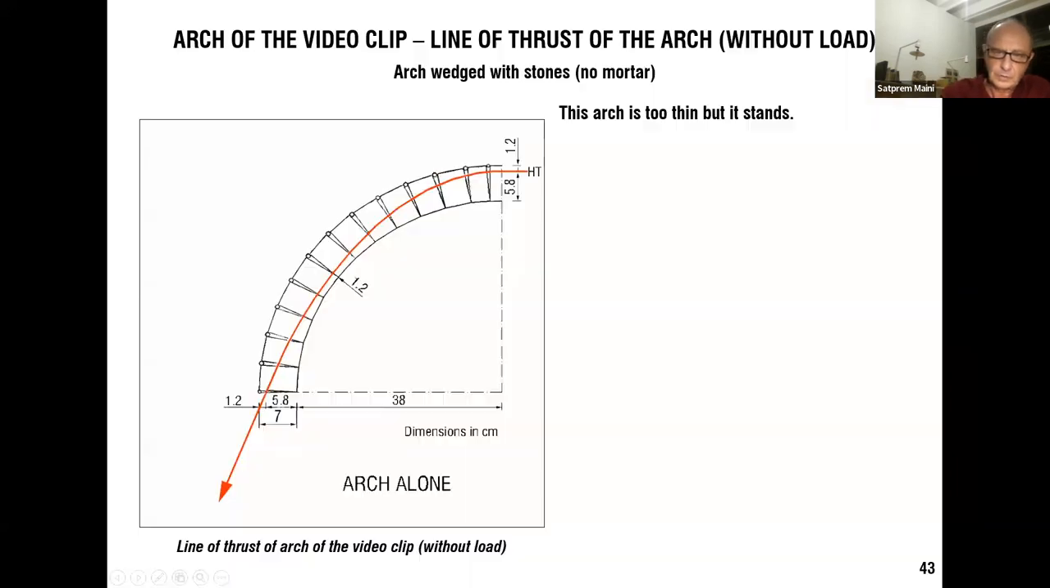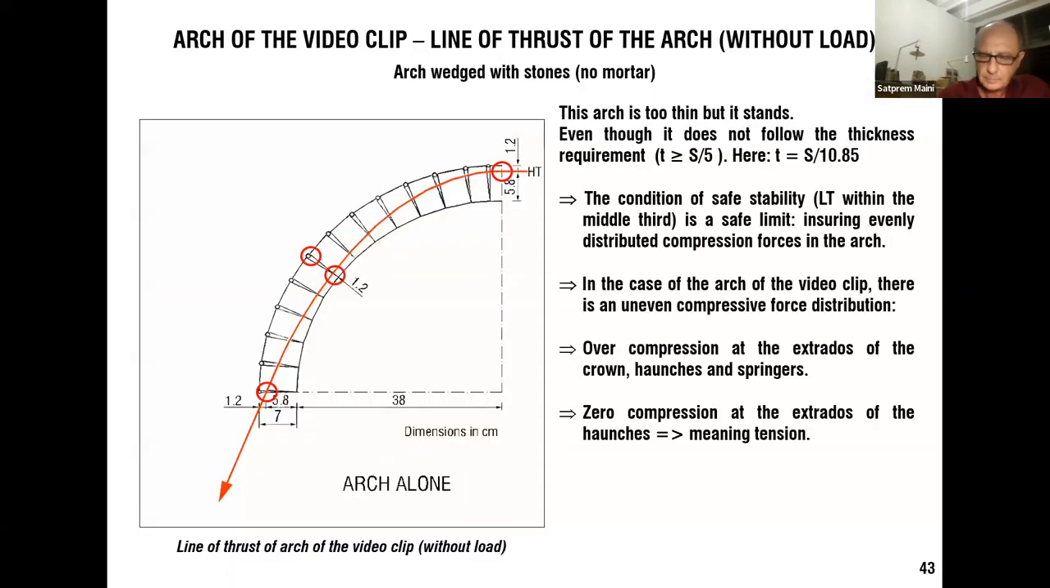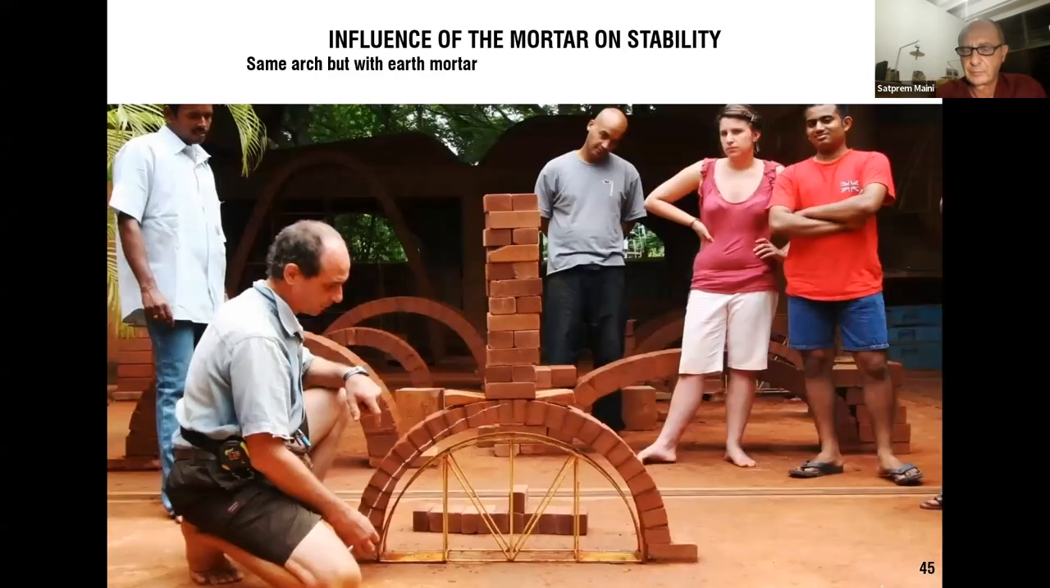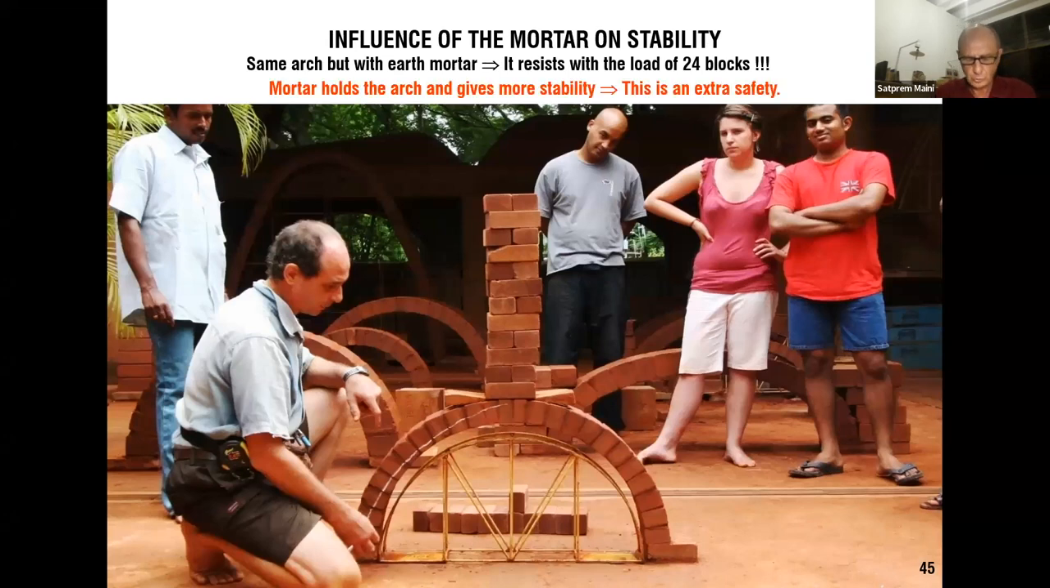So now I come back here. The mortar holds the arch, it gives more stability. And this is a factor of safety. That means whenever we do some calculations for arches, vaults, we never take into account the mortar, because the mortar will give some strength. But we always consider that we built an arch or vault or a dome like if it was with dry stones, with just wedges of stones to hold the shape.